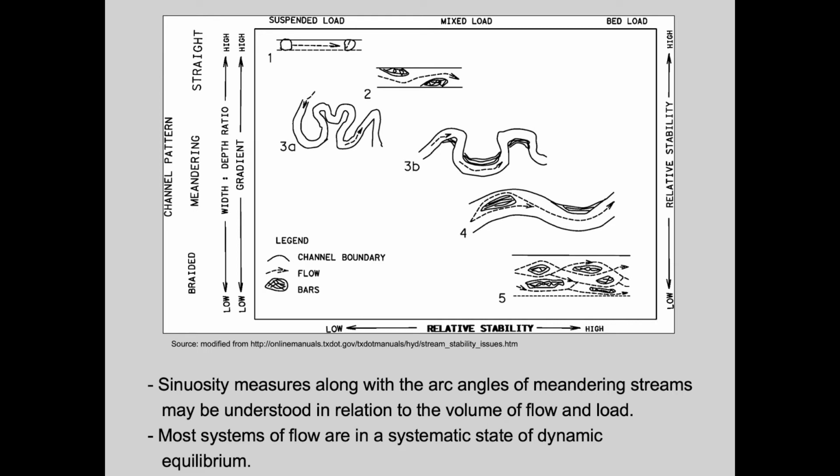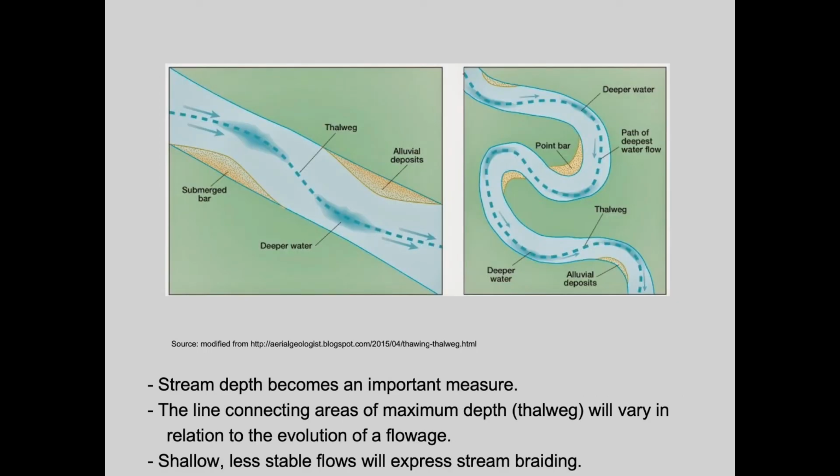What you will find is that the majority of flow environments, at least those that are fairly unmodified, will be in some systematic state of dynamic equilibrium. Take a closer look at this diagram here. This will allow us to further blend some of these ideas and include the concept of Thelvig as we begin to consider the depth of a system. It is important to note that stream depth, another very important variable that we will record as we study a flow environment, stream depth is very much tied to measures of sinuosity.